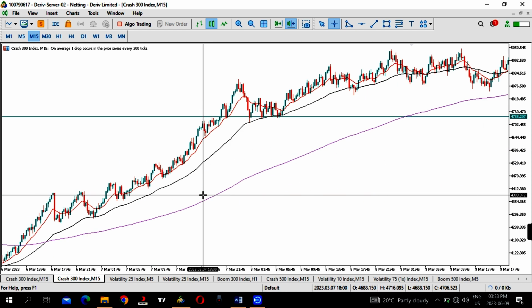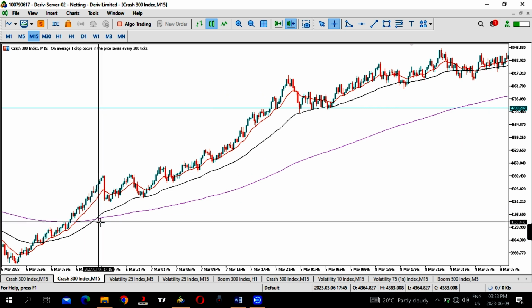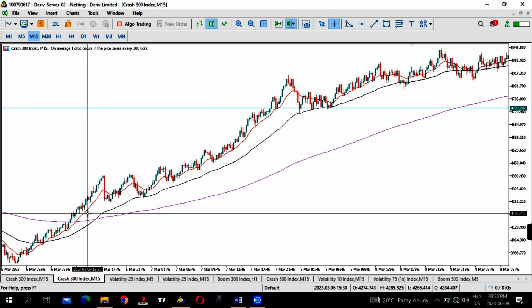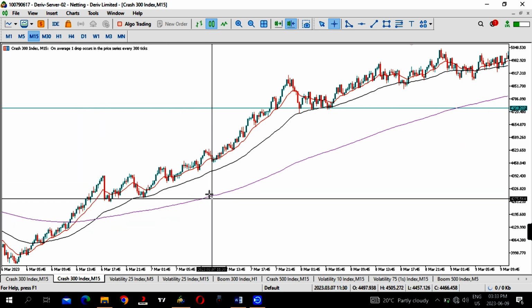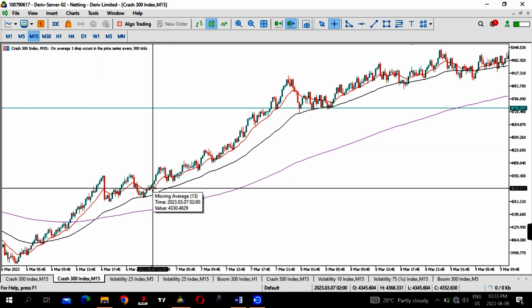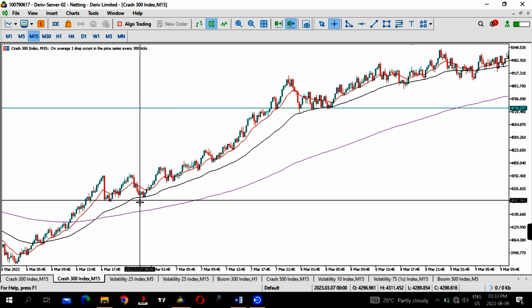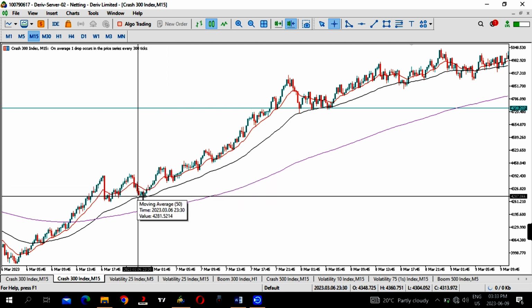So after a 200 cross over here, right, you have to take your entries. So when do we enter? For entries, mostly, I personally only enter when the candlesticks pull back to the 50 moving average, the black one. That's when I take my entry.